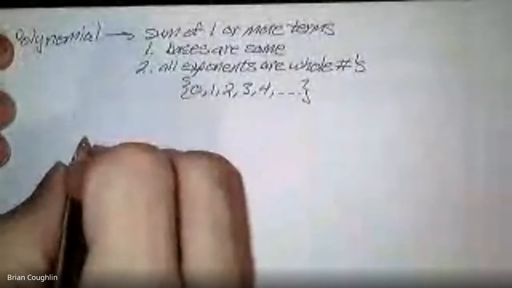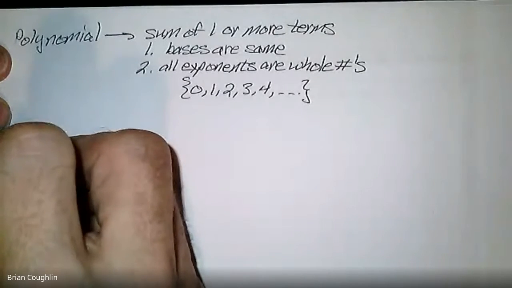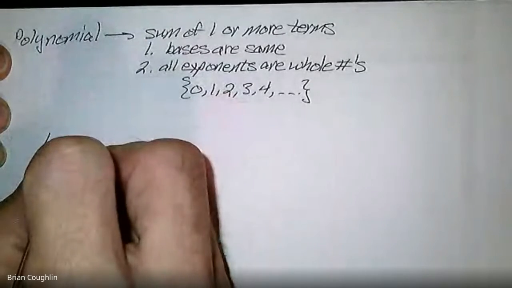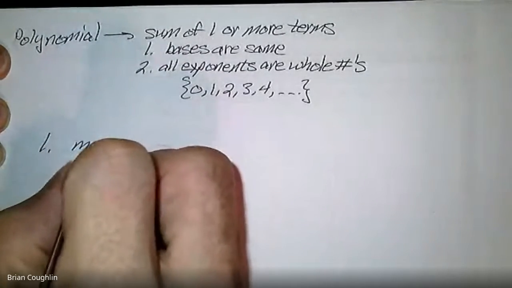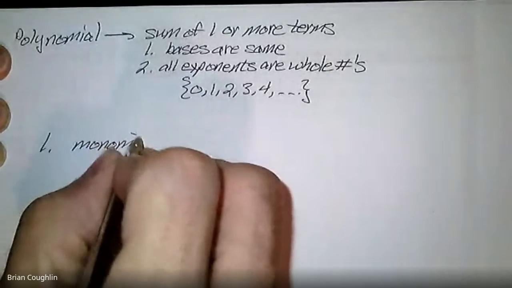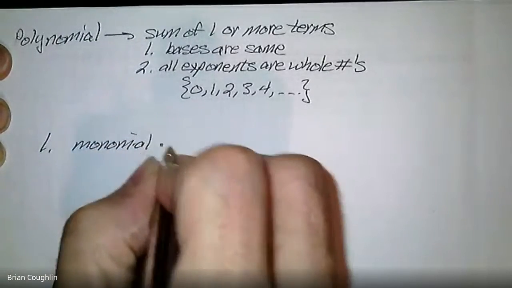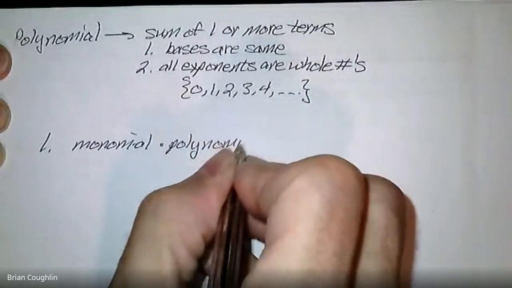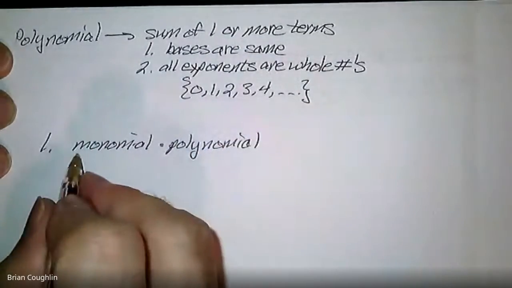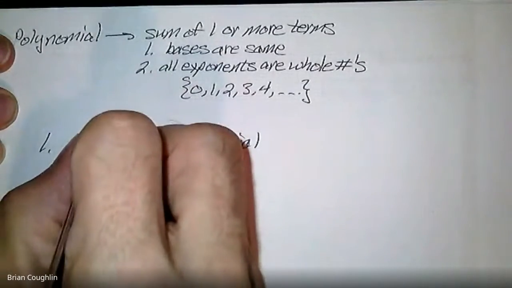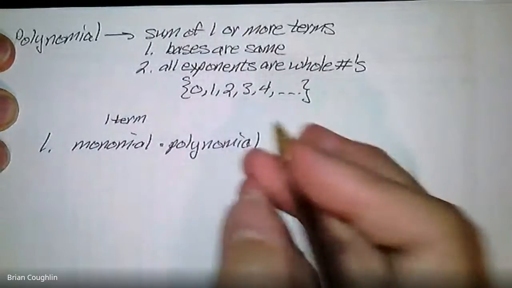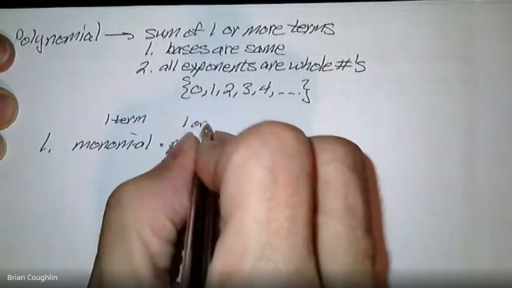How do you multiply two polynomials? Well, there are three basic ways to do this. First type is a monomial times a polynomial. Now, from the previous lessons, a monomial is something with one term. A polynomial is something with one or more terms.